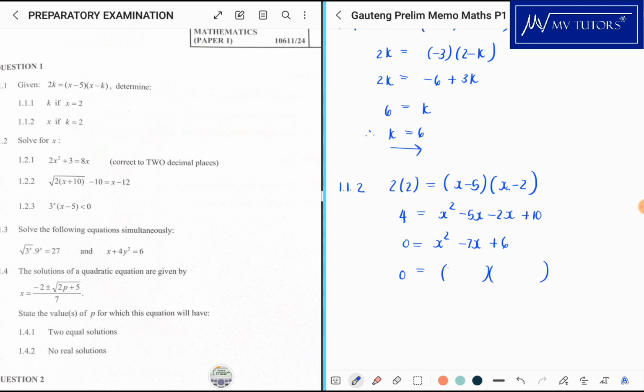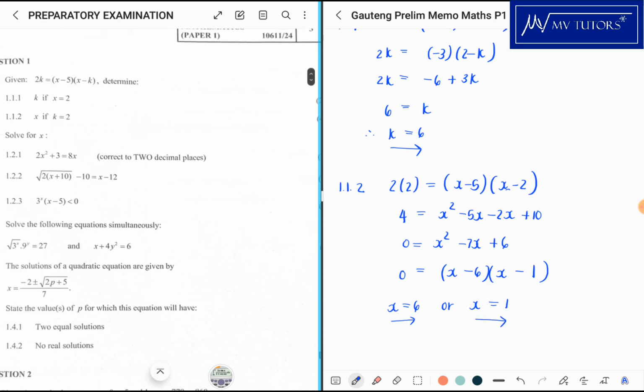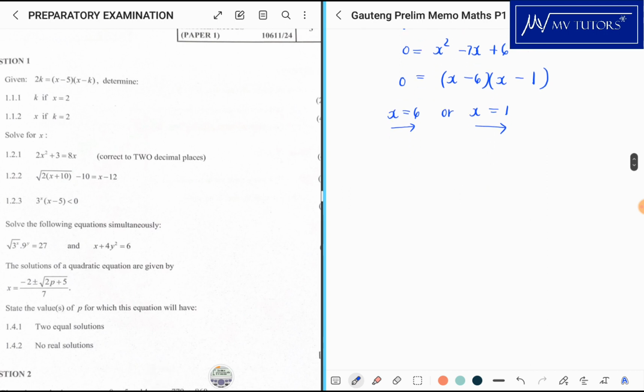And we're just going to factorize, so we have x. So 6 plus 1 will give us 7, right? Minus 6 minus 1 to be specific will give us minus 7. And minus 6 times negative 1 is positive 6. So basically, x is equal to 6 or x is equal to 1. Okay, and that is how you get the 4 marks. Now we go to our regular questions that we are accustomed to.